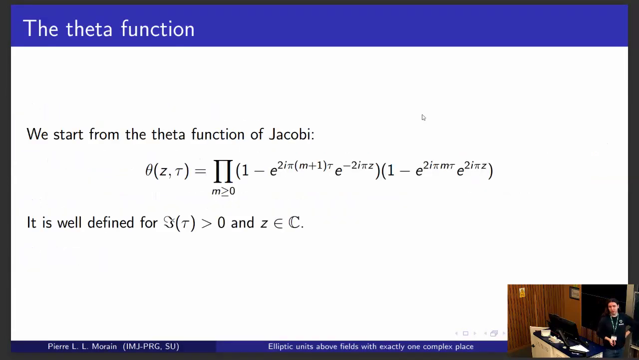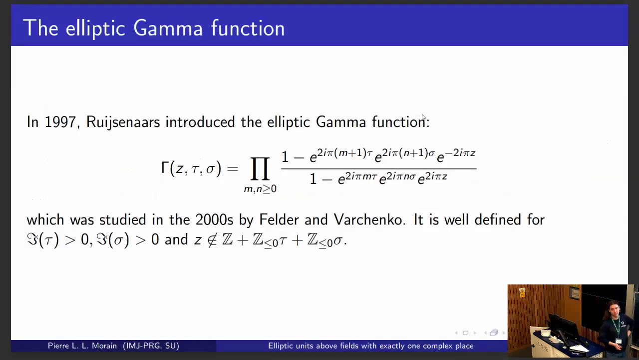So recall the theta function of yesterday. Nothing has changed since yesterday. This is the theta function you might use to produce elliptic units. And then there is the elliptic gamma function. What did we do to produce it? We had another parameter: we had z and tau, and now we have z, tau and sigma. And then we transformed the product to a quotient.